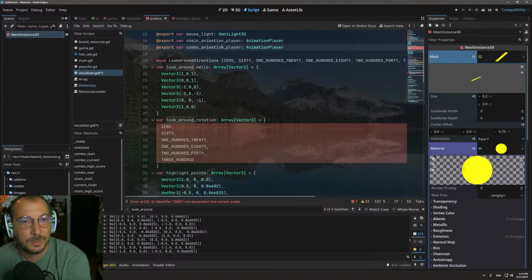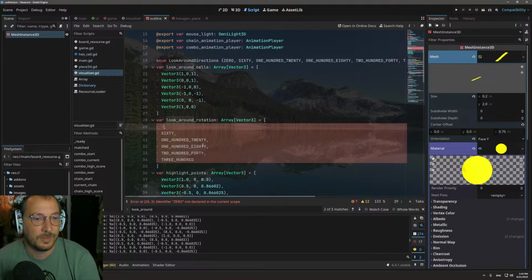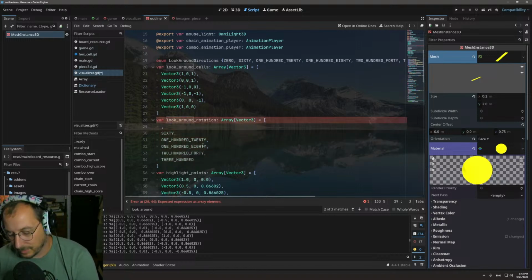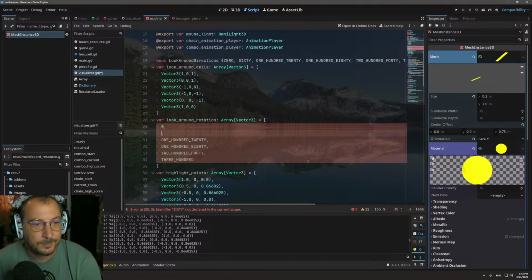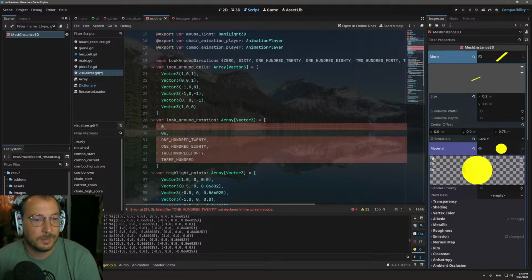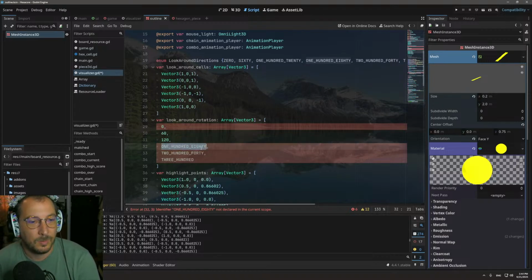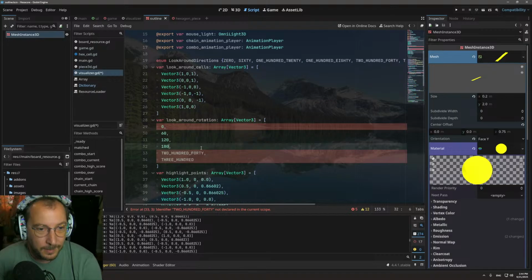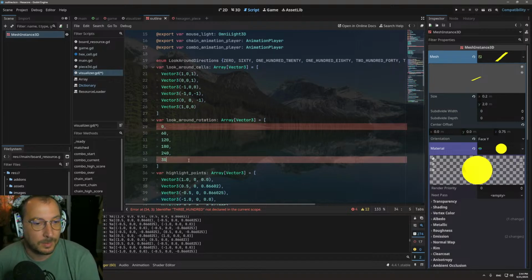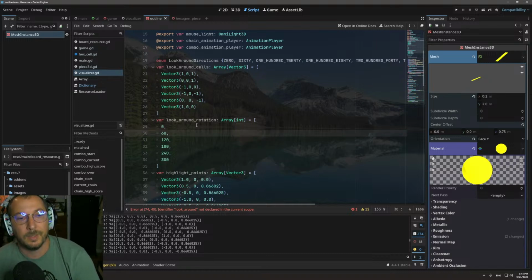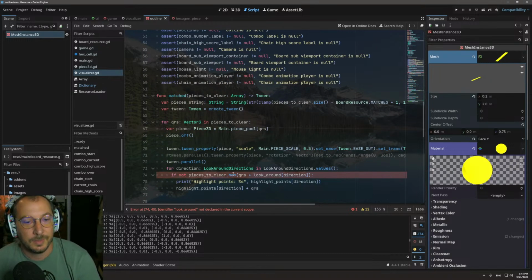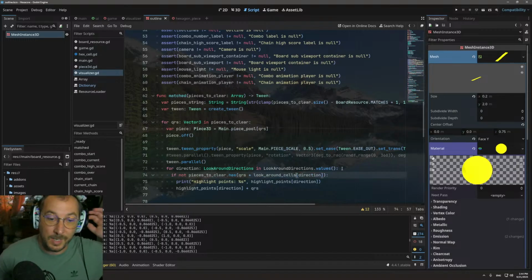So then this is rotation. So this is real simple. This is just 0 degrees, and we should probably do this with actual pi values for this: 60, 120, 180, 240, and 300. And this is an array of ints for now. So look around cells is our old one. Okay.